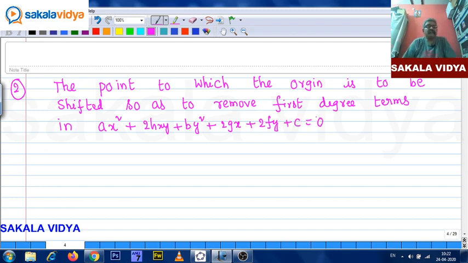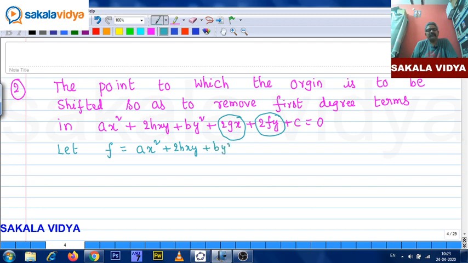So now we need to find out the point to which the origin is to be shifted in order to remove the first degree terms in this equation. That means we need to eliminate these two terms. In the translation of axis, that origin we need to find out. For example, the origin is h comma k, or we can say x1 comma y1. For that we follow this process. Let us say this curve is f, ax square plus 2hxy plus by square plus 2gx plus 2fy plus c.